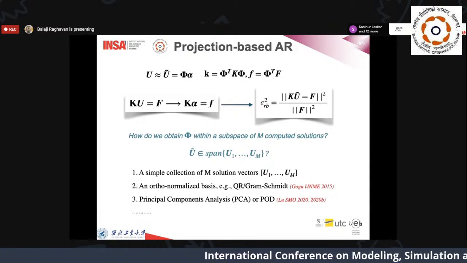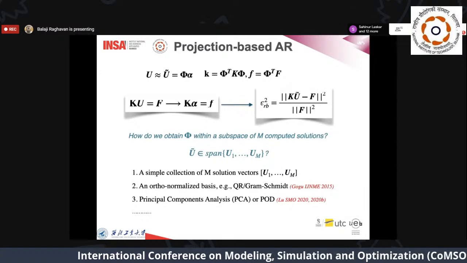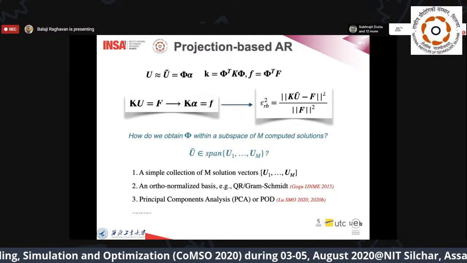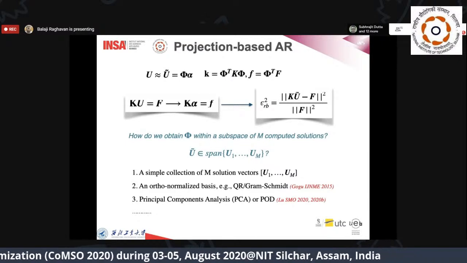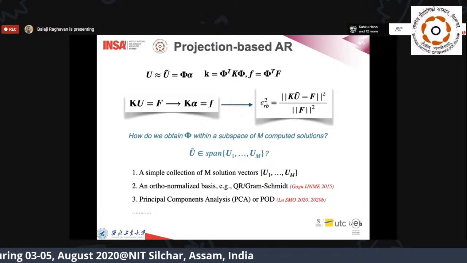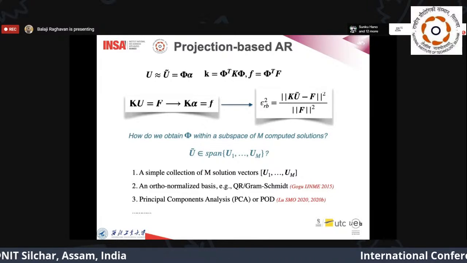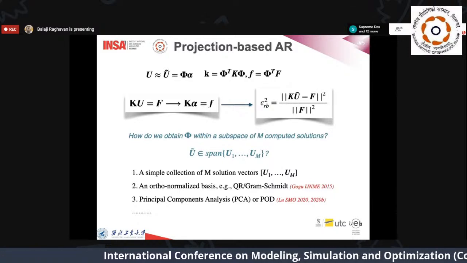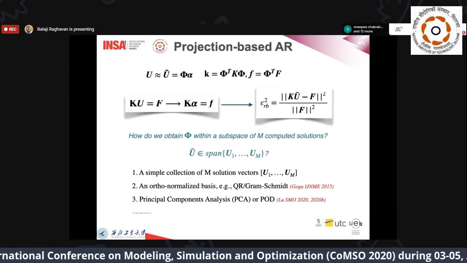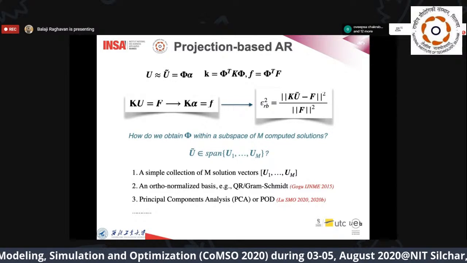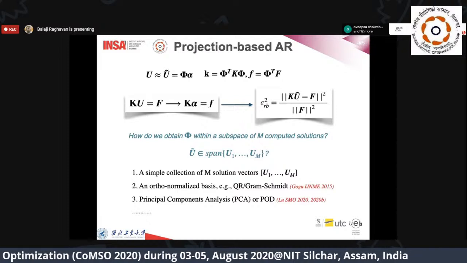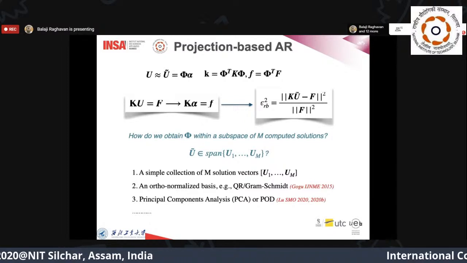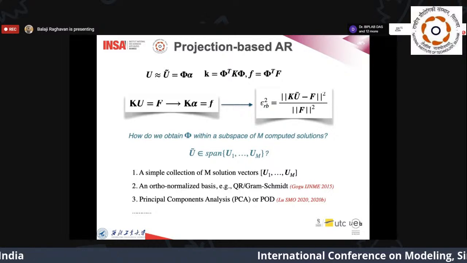And then you use a projection-based reduced order model, so phi times alpha, where phi is the basis. And then you get the reduced equations, phi transpose k phi and phi transpose f. So instead of solving ku equals f, can we solve the reduced problem, which is significantly smaller, small k times alpha equals small f, okay? And obviously, this has to be monitored using a projection error criterion. So we use this to monitor the performance of your reduced order model, okay? If you use the exact solution, it's going to be zero.